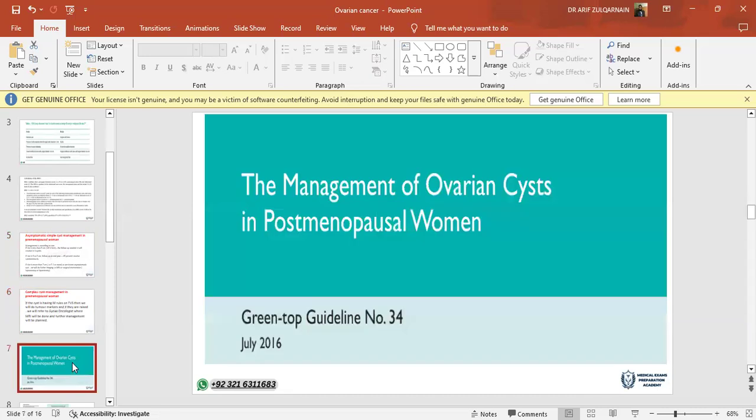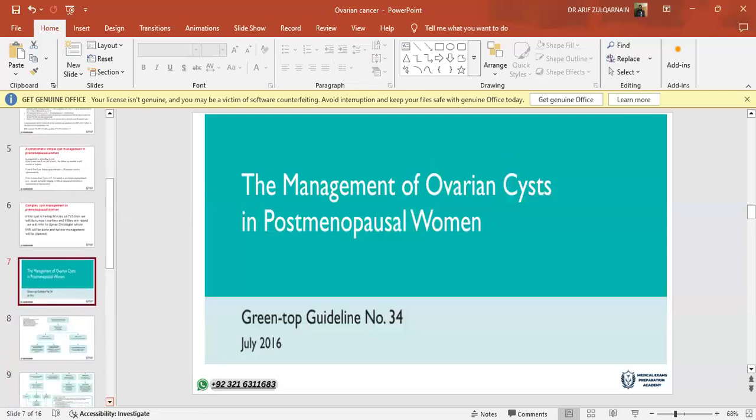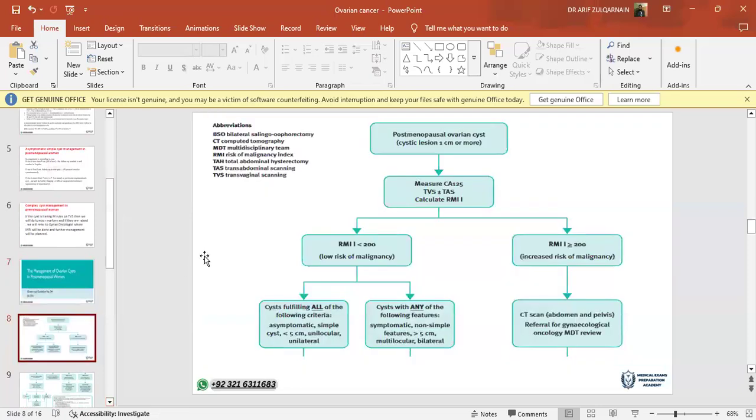Next is about the management of ovarian cyst in the postmenopausal woman, and this is Green-top Guideline number 34. And this is the flow sheet. All of you must remember this flow sheet. In postmenopausal women, any cystic lesion is important if the size is 1 centimeter or more. Even if the size is 1 centimeter, which is normal in premenopausal women, it is not normal in postmenopausal women, so we will follow this flow sheet.